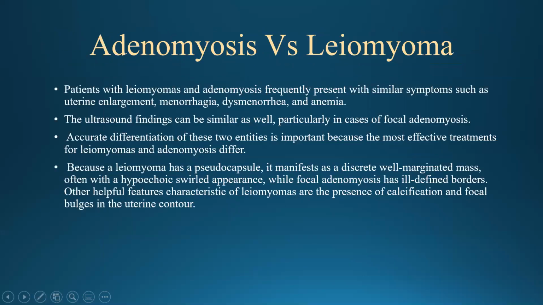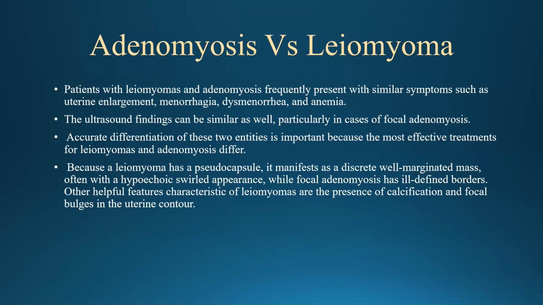Now we have a very important differentiation as well between the adenomyosis and the fibroid or the leiomyoma. So when we have patients with leiomyoma and adenomyosis, they frequently present with similar symptoms. So clinically wise, we cannot really differentiate because they're gonna present with uterine enlargement, they're gonna come with heavy menstrual bleeding, with painful periods, with anemia, so we cannot differentiate on the clinical grounds. When we do ultrasound, it can be very similar as well.